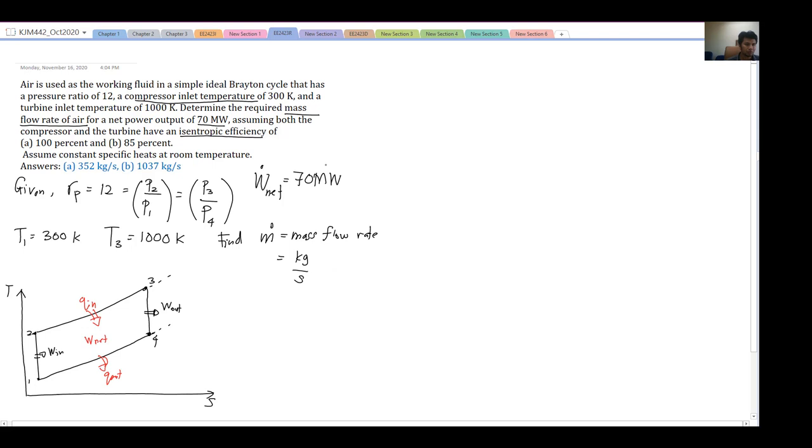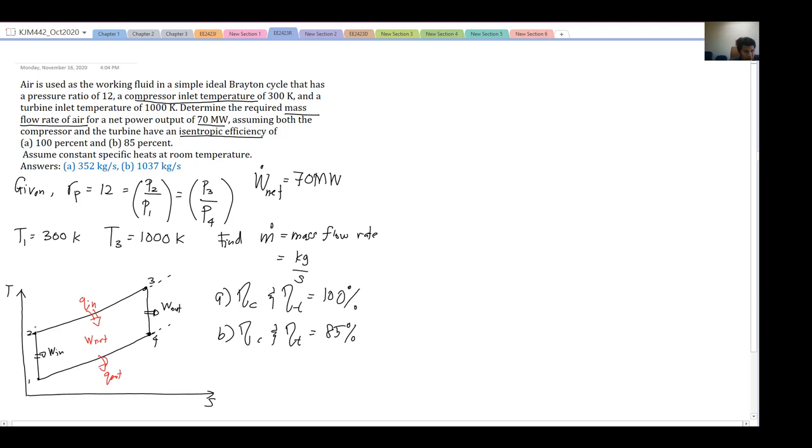Now, for (a), the isentropic efficiency for the compressor, ηC, and for the turbine is 100%, and for (b), the isentropic efficiency for the compressor and for the turbine is 85%. If the compressor and turbine are 100% isentropic, it refers to processes 1 to 2 and 3 to 4, where S1 equals S2 and S3 equals S4, a straight vertical line.